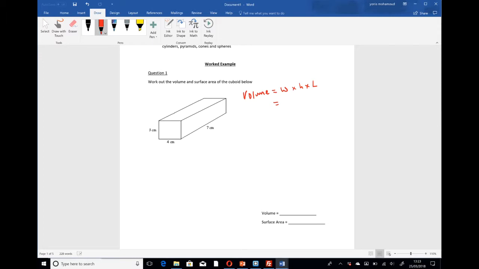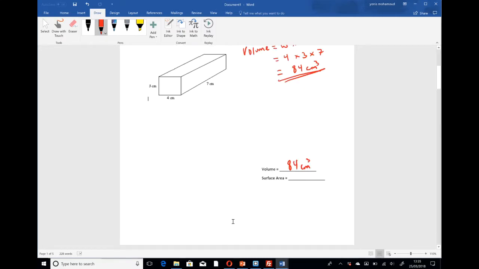So the width of the shape is 4 centimeters, times it by the height of 3, and times it by the length of 7. So 4 times 3 is 12, 12 times 7 is 84. Stick in the units, centimeters cubed. And so let me put that in as my final answer, 84 centimeters cubed.